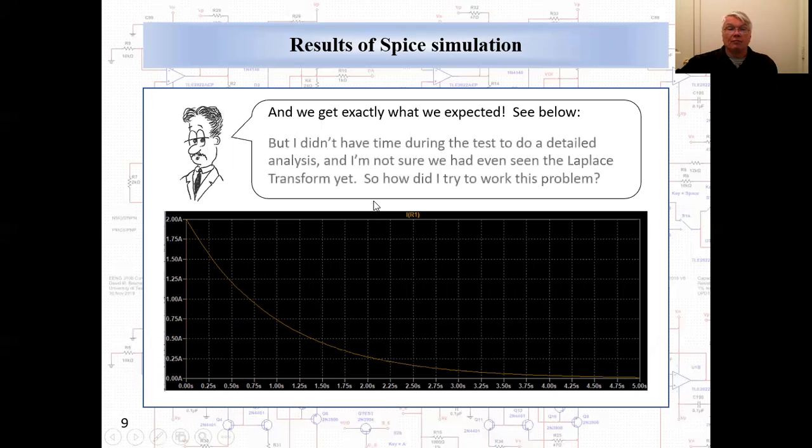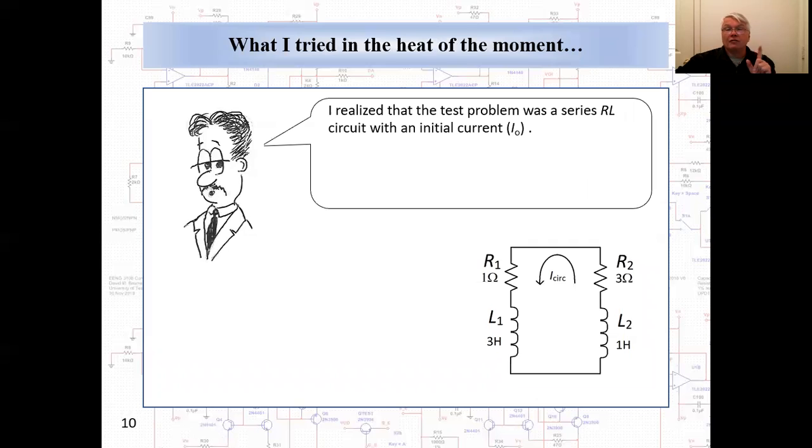So far, so good. But now I didn't have time during the test to do this kind of a detailed analysis, and I'm not sure, thinking back, that we had even seen the Laplace transform yet. So how did I try to work the problem? Well, I realized that after the switch opened, the test problem was just a series RL circuit that had an initial value of current.